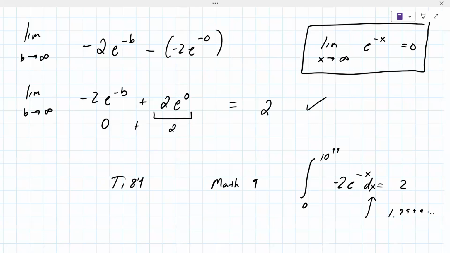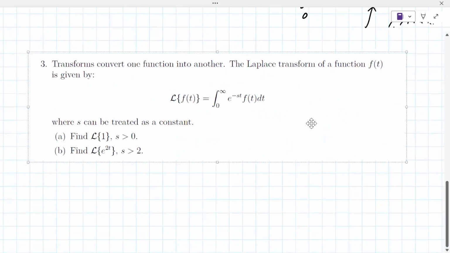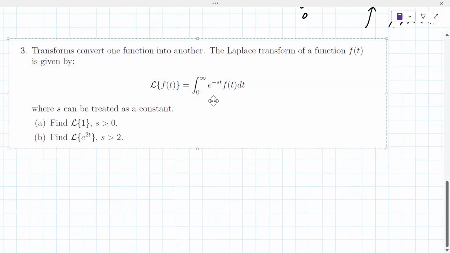Okay. I'm hesitant to look at number three. Number three is way out of scope for your class. This is something you'll see in differential equations. It appears here because it can be done. I guess we can do it.